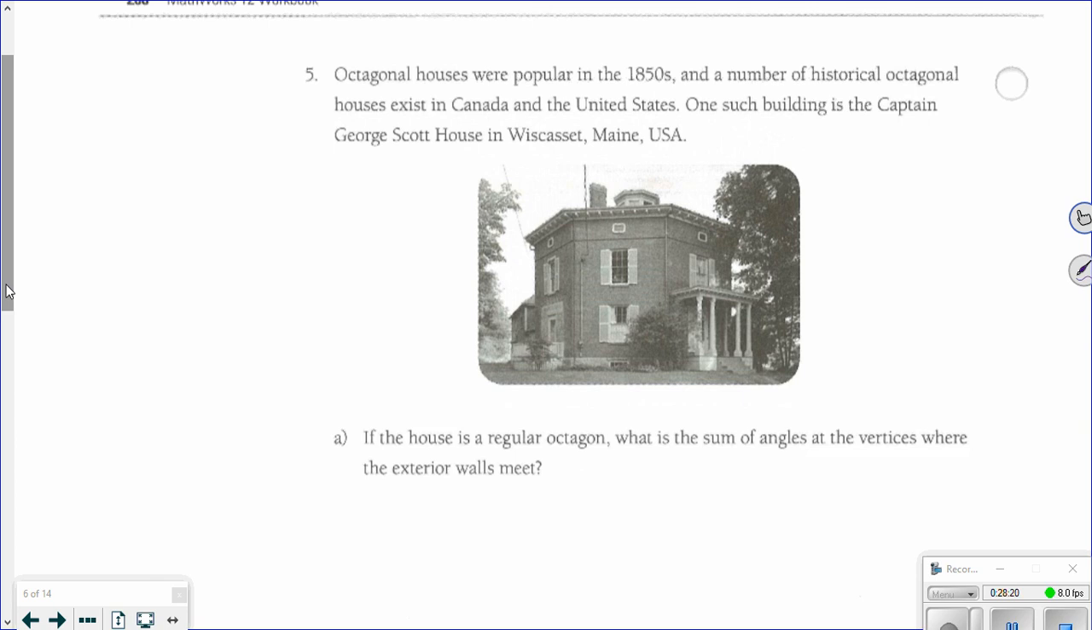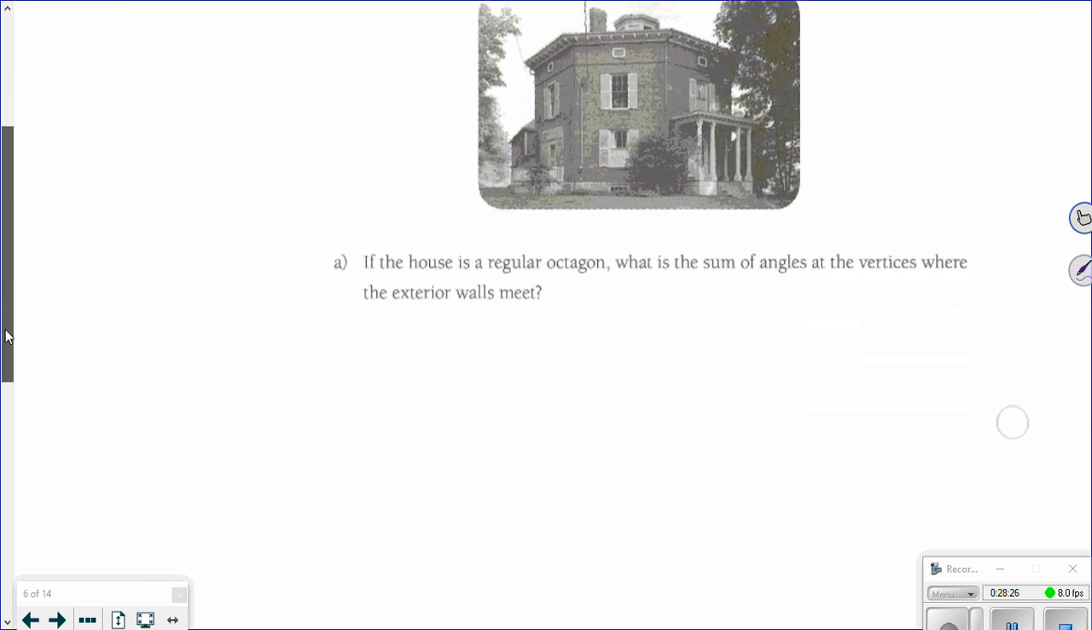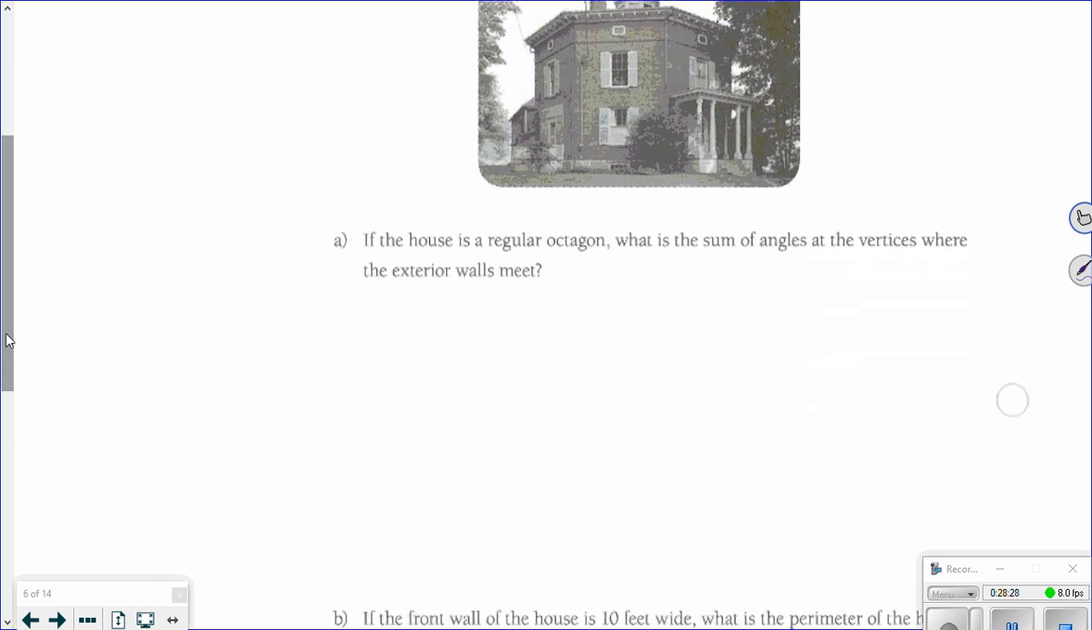So if the house is a regular octagon, what's the sum of angles at the vertices where the exterior walls meet? In this case, it wants the sum of the angles. So we're going to use our sum formula instead of our individual angle formula. So the sum formula said the sum of all of our angles is 180 degrees times n minus 2. We don't divide by the n because that's how we get the individual angles.